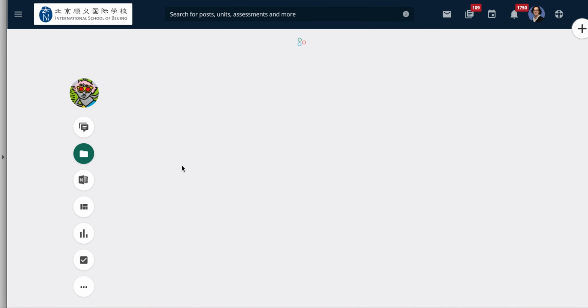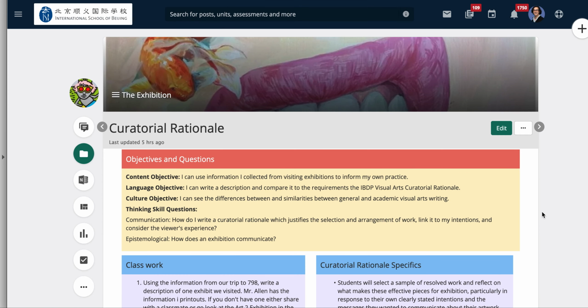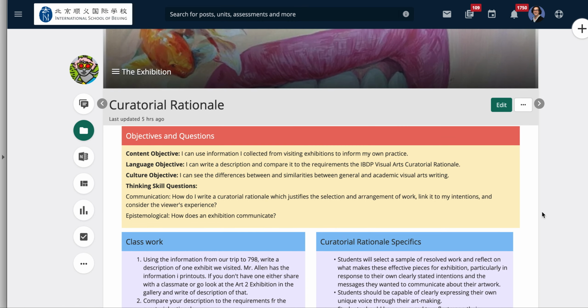Okay, so right here to this lesson here. Let's have a look. I can use information I collected from visiting exhibitions to inform my own practice. I can write a description and compare it to the requirements of the IBDP Visual Arts Curatorial Rationale. This one has a typo in it, sorry. I can see the differences and similarities between general and academic visual arts writing. How do I write a curatorial rationale which justifies the arrangement of work, link it to my intentions, and consider the viewer's experience? And how does an exhibition communicate?